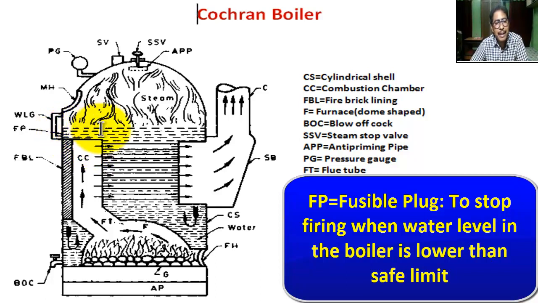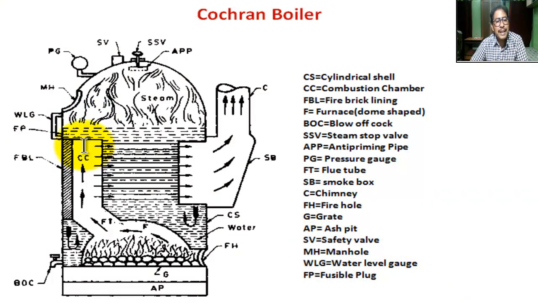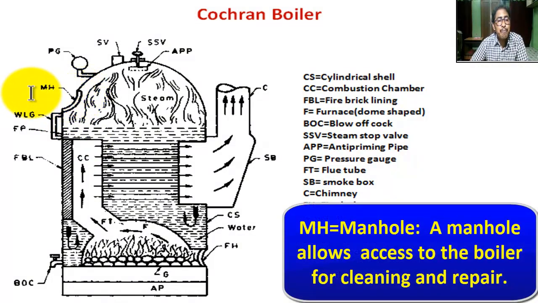When the water level falls below the safety level, the fusible plug automatically opens. There is a soft material. Okay. Now this is the MH. MH means manhole. A manhole allows access to the boiler for cleaning purposes and repair.